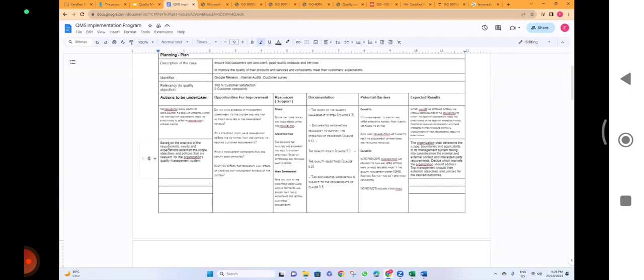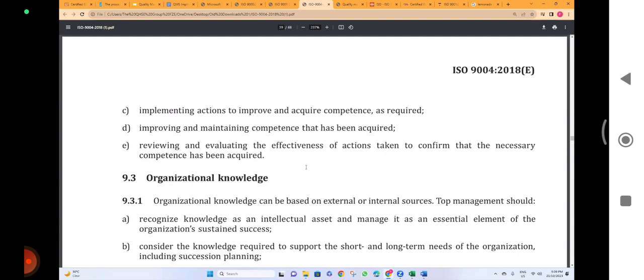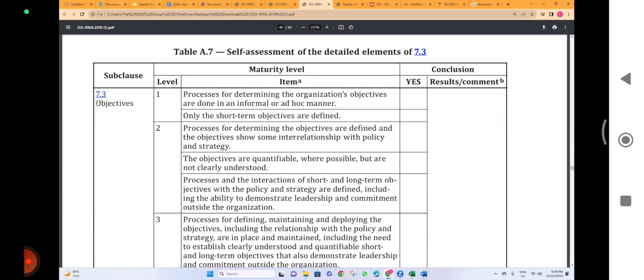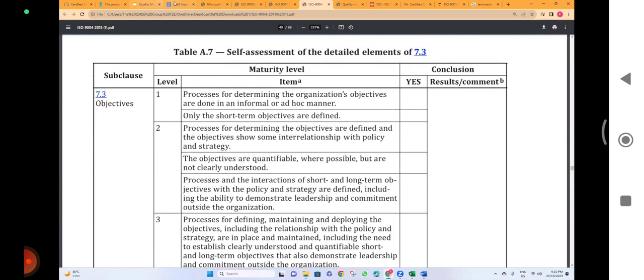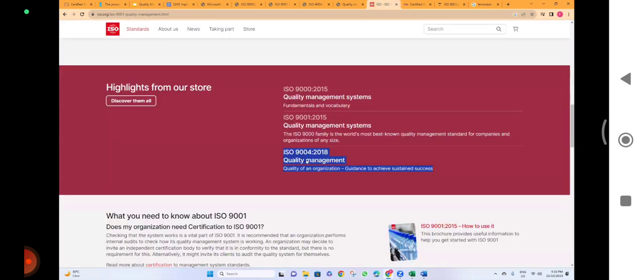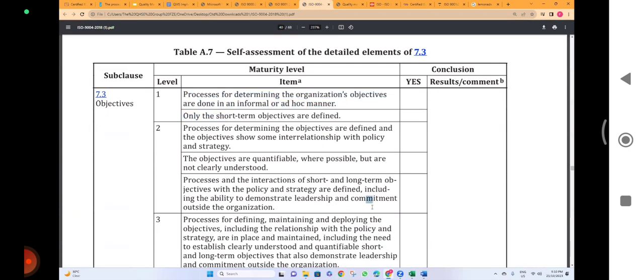For example, let's say this is objective. You open your ISO 9004 and then you go to the maturity model. Under the maturity model, you go to the objectives here. You see this objective is for step number 2. And then you are going to say, this is the maturity model that you are going to use to measure success, evaluation of process. How do you know that this goal has been reached? You can simply say, we are going to use the maturity model in ISO 9004. This is going to help you know if the organization is at level 1, level 2, level 3, that is what you're going to do.